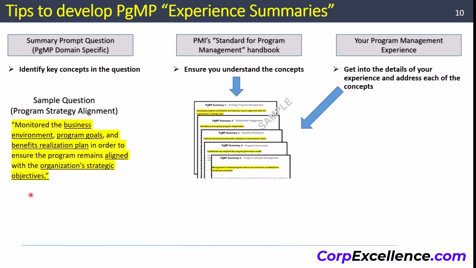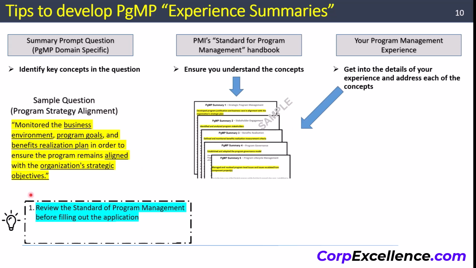So here are 3 tips to keep in mind when preparing the summaries. The first is that if you can afford the time, you should review the Standard for Program Management Handbook before filling out the application. Get an understanding of the various domains and concepts, and then try to relate those to your experiences. You can then use that background to fill out the application and the experience summaries.